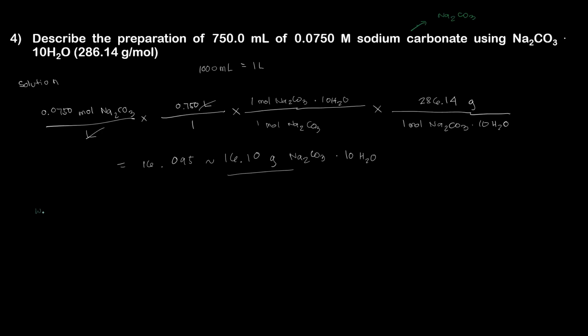Now let's describe how to prepare this solution. Let's weigh 16.10 grams of Na2CO3·10H2O. Then place it in a 750 ml volumetric flask. Dilute to mark. Then we prepared 0.0750 molar sodium carbonate. That's easy.